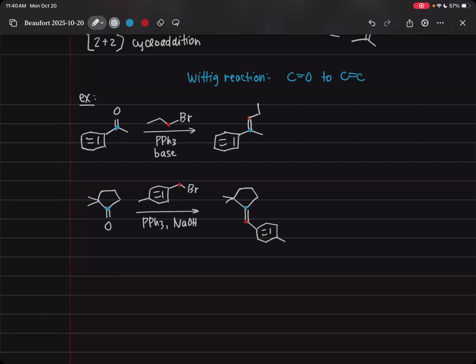Okay, one thing you probably have noticed about these two products is that I've only drawn one isomer of them, right? Who says that this couldn't be going this way? Or who says we couldn't have the benzene ring down there? It is possible to control the regioselectivity, but for our purposes, we're just going to say that you can write either one and they're both just as correct.